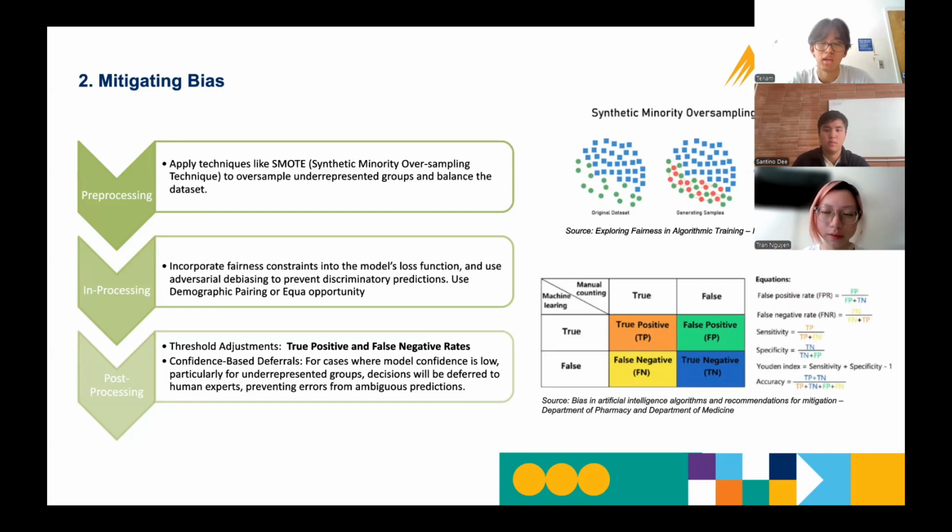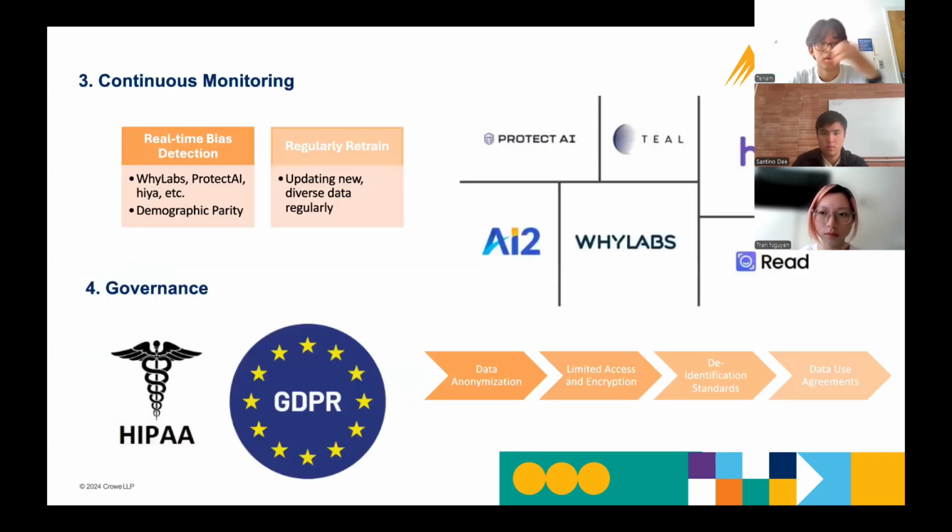For instance, we'll apply techniques like demographic parity or equal opportunity across different groups. Adversarial debiasing will also be used to actively penalize the model if it learns discriminative patterns. In post-processing, we'll fine-tune prediction thresholds for each demographic to balance true positive and false negative rates, ensuring consistent accuracy across all groups. Additionally, for cases where the model's confidence is low, especially for underrepresented groups, we'll use confidence-based deferral to defer these decisions to human experts, minimizing potential harm for uncertain predictions.